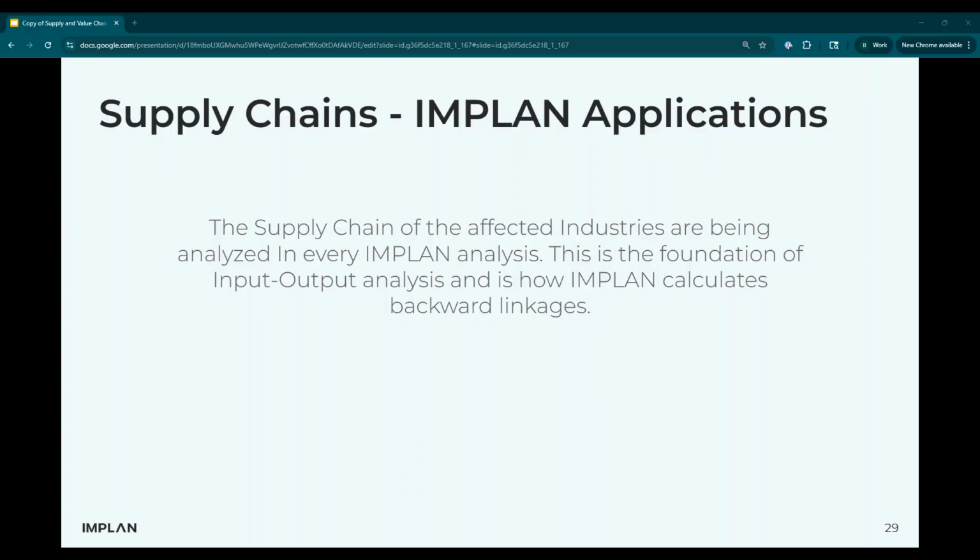So again, input-output analysis is a way of calculating the effects of a change or shock to the economy along the supply chain. Going back to our standard input-output assumptions, it assumes a stable supply chain, as we mentioned. But we're going to follow that shock through the supply chain overall.